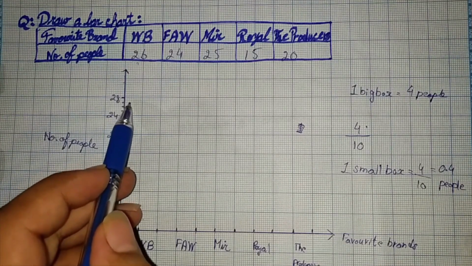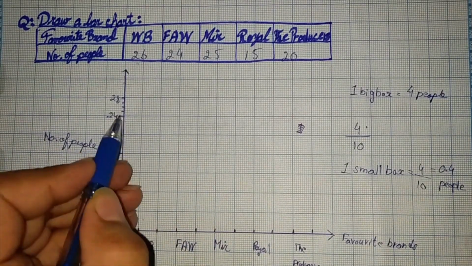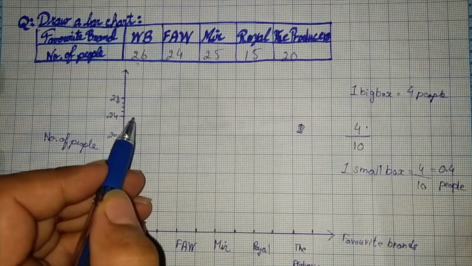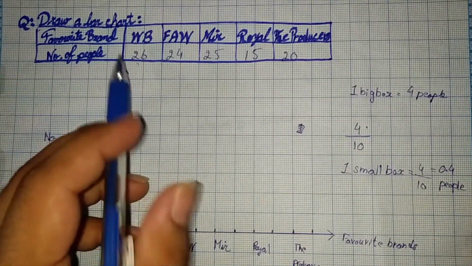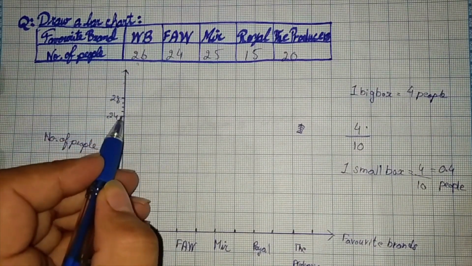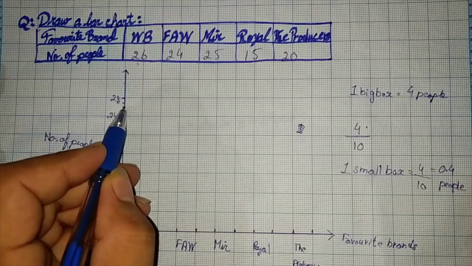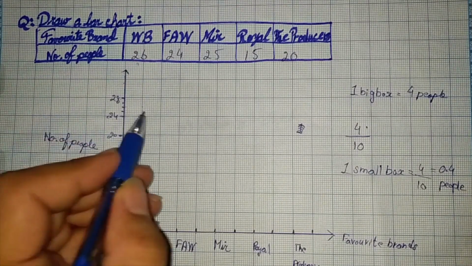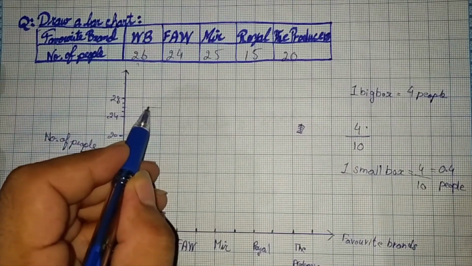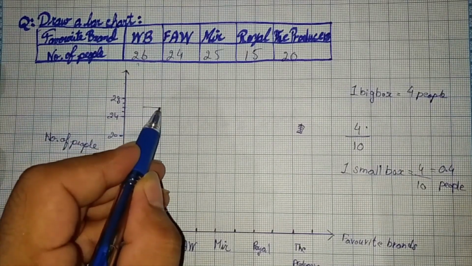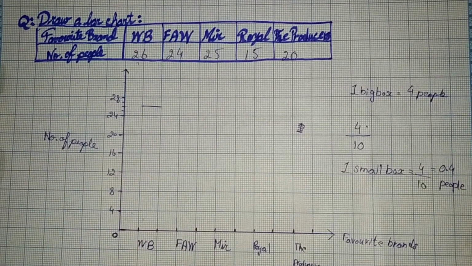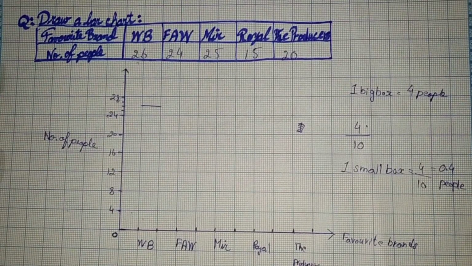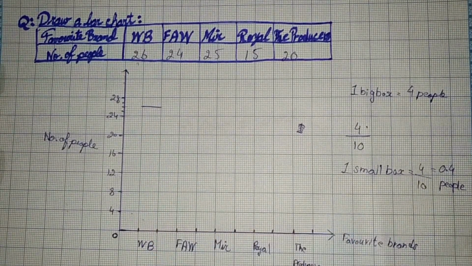This number will be included in this box. So here we have 25, 26, 27 and 28. So we have 26, so here we have 25, so 26. So actually this is the height. You can see this is the height of the bar of WB company. So now I have adjusted the height of it.